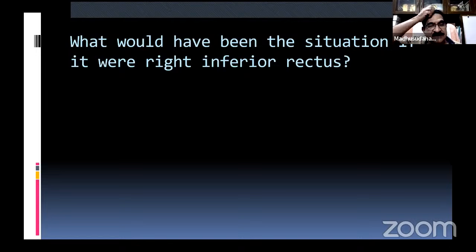Because we are utilizing the torsional action of the obliques and recti, we cannot judge by the vertical action, because vertical action on either side is almost the same, so we can't say which muscle is weak. So we have to utilize the torsional action to find out which muscle is weak. And if you want, I will tell it once again clearly.